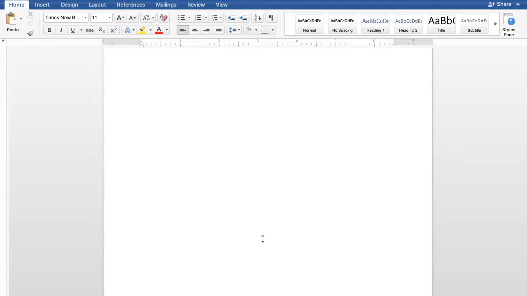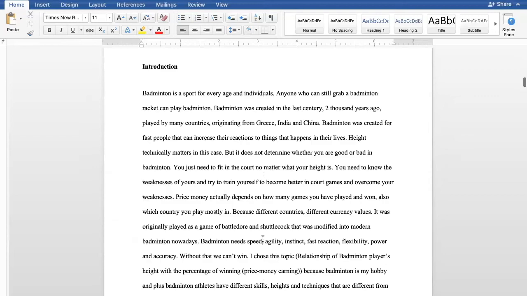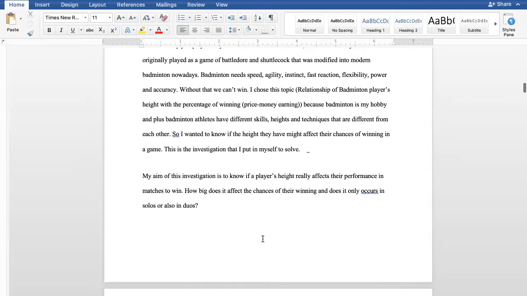Please remember, the submission format is PDF. Often when students convert from Word to PDF, the position changes. So please pay attention to that. Right, moving on to the introduction, but before that, you really need to put page numbers.